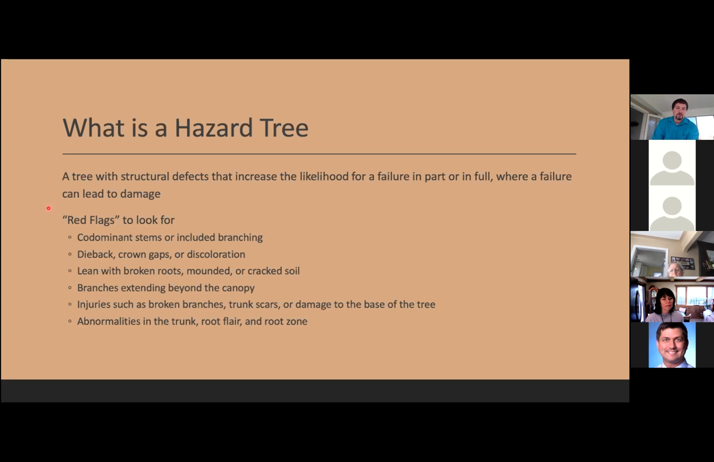If there's something weird going on in the root zone, like they're putting in a new street and they've cut a lot of the roots, or you needed to trench to put a wire or a new pipe underground, those are all reasons to look at a tree and think a little harder about what's going on.